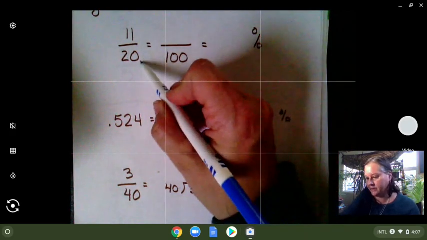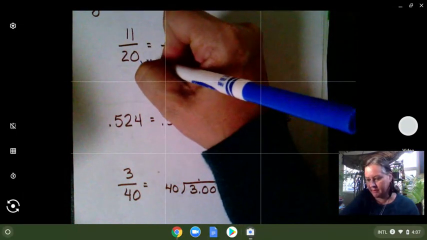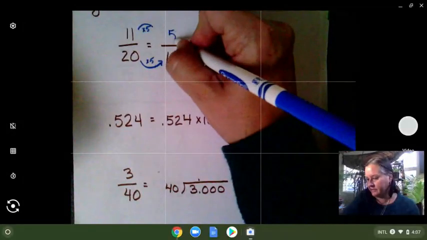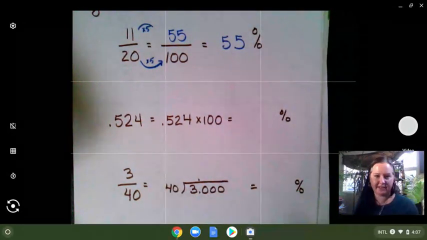Okay, so here I have 20 times 5 is 100. Whatever I do to the bottom, I must do to the top. So I'm going to multiply 11 times 5. And I get 55/100ths, which is the same as 55%.